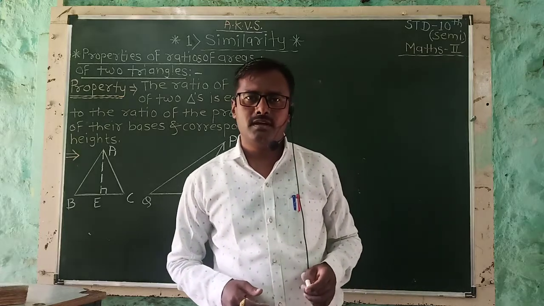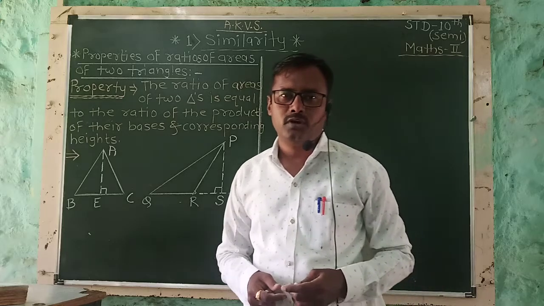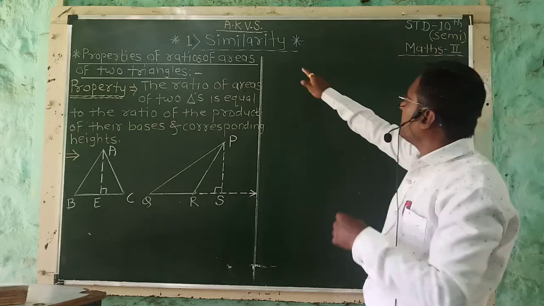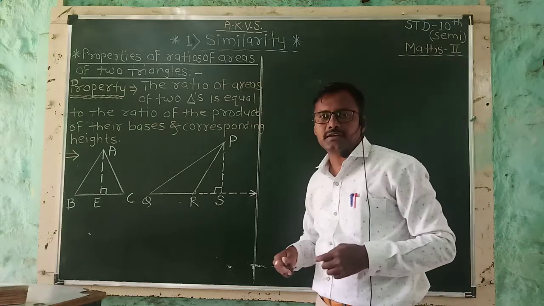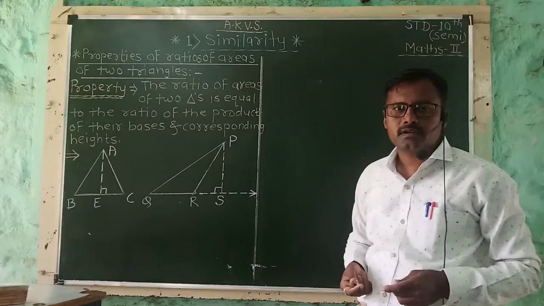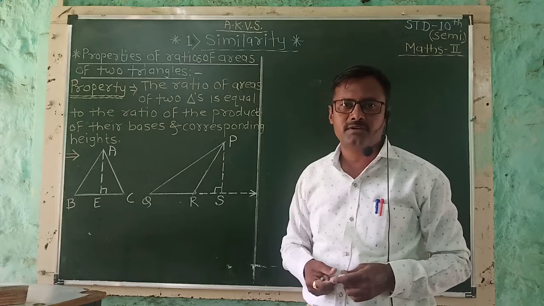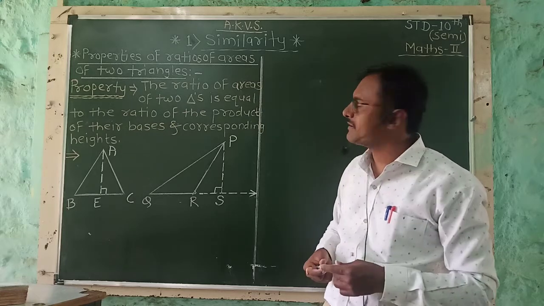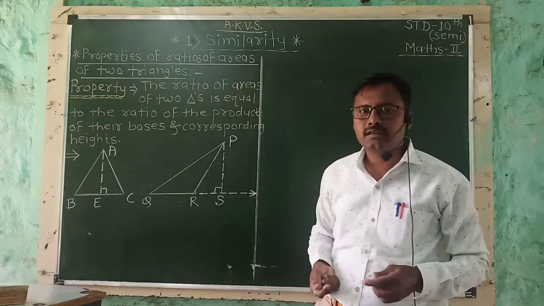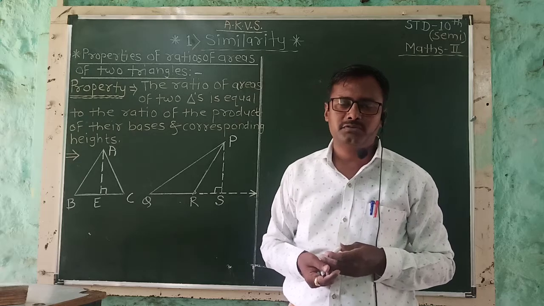Students, today we are going to discuss the point from the chapter Math second, that is similarity. We are going to illustrate the first property from the syllabus of similarity. The property is related to the ratio of areas of two triangles.